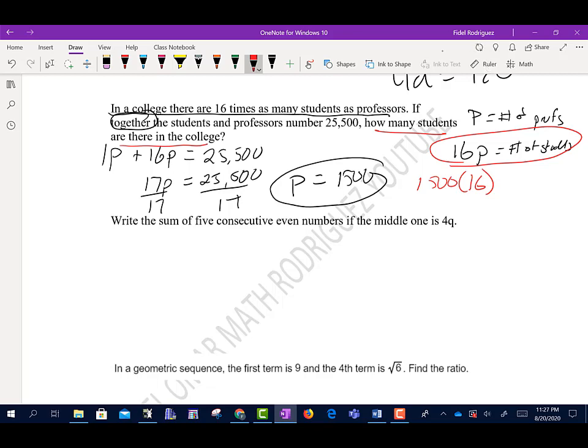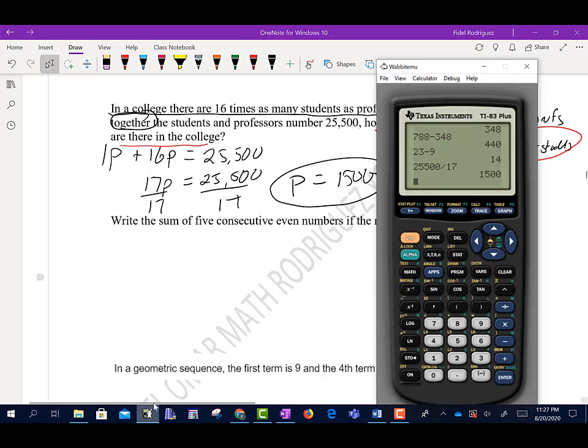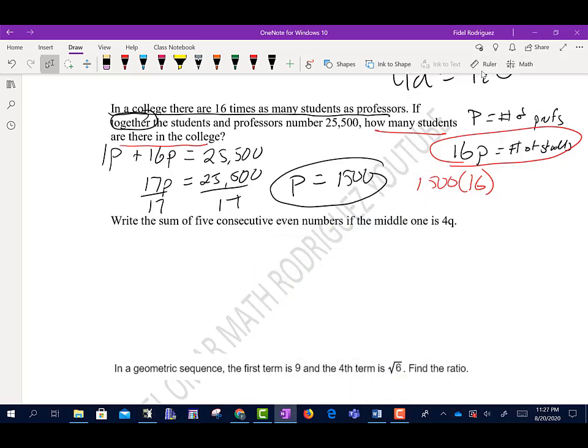Oh, let me get my calculator again. So now multiply it by 16. 24,000. And that's how many students we have. Okay.